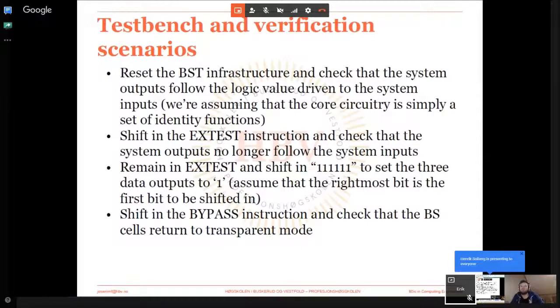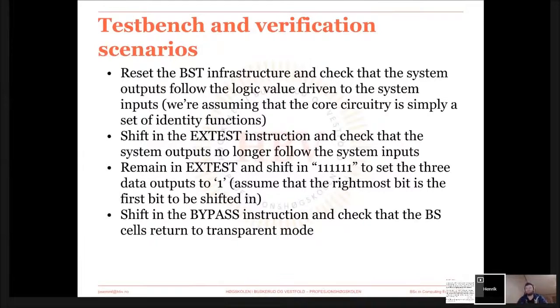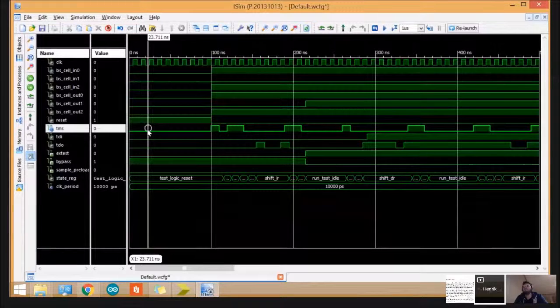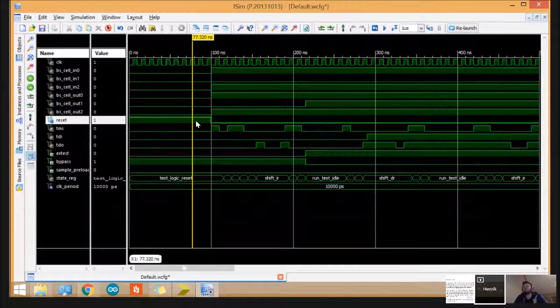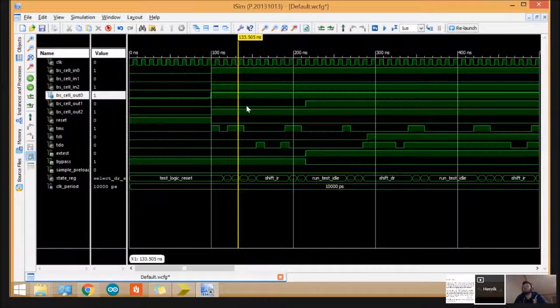And now Henrik will talk about the test bench. Yes, and this is the test bench with the various verification scenarios. So here we are in the test bench. In the first, we set the reset to 1 in the test bench, as you can see here. Then we can observe if the inputs match the outputs in the boundary scan cell. And we can see it does.